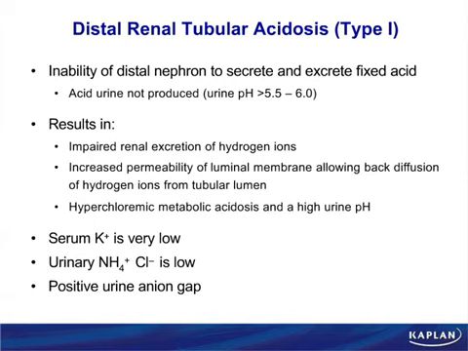If you cannot get acid in the urine, you will have low urine ammonium levels. Remember, most of your acid is excreted in the form of ammonium. So you will have low urine ammonium levels. Therefore, you will have low urine chloride levels. So you will have more sodium and potassium than chloride in the urine. We call this a positive urine anion gap. So you will see a positive urine anion gap in the distal RTA.